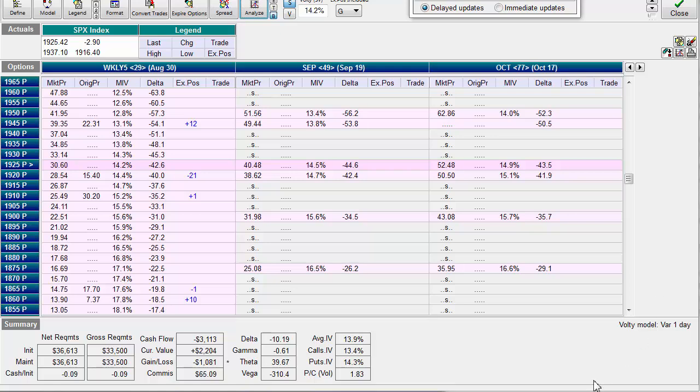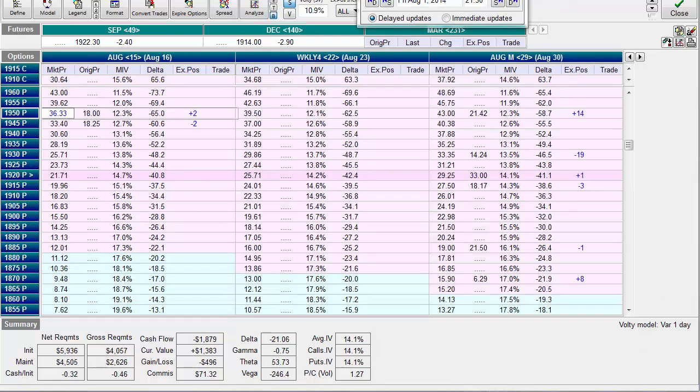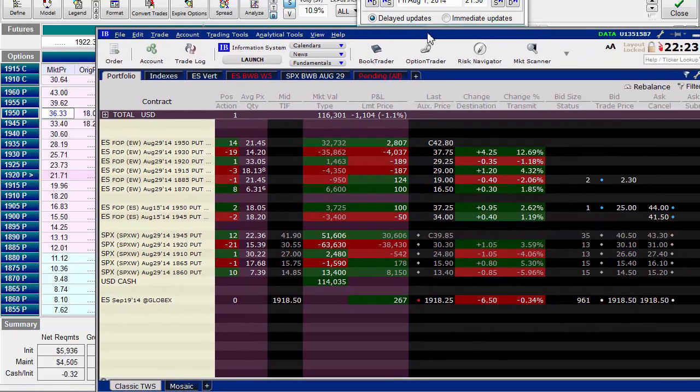Let me load up ES and we'll go over that in a second. Okay, so I have ES loaded. Now the problem with ES right now is there's a small window during the day when the futures options aren't trading, and that's exactly right now.